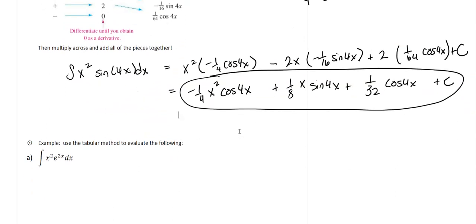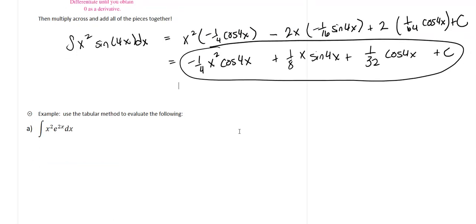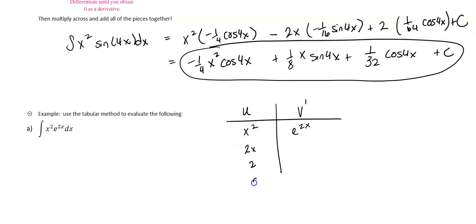I've got the integral of x squared e to the 2x dx. So with this one, I'm going to list out my u and my v prime. My u I'm going to choose to be x squared. My v prime will be e to the 2x. So I'm going to differentiate that until I get 0. So we'll have 2x to the first power, 2, and 0.